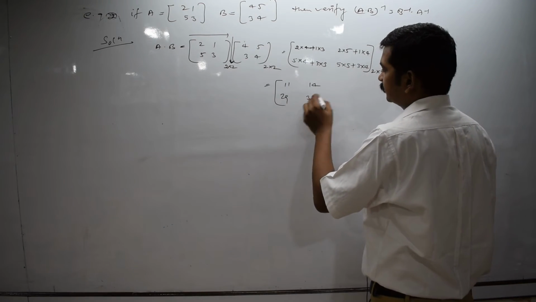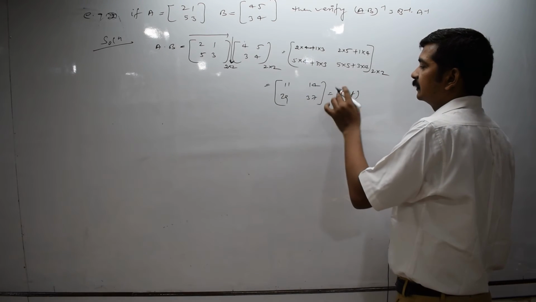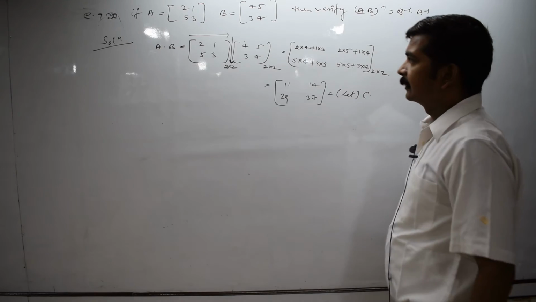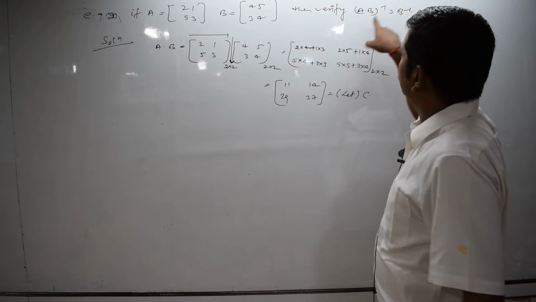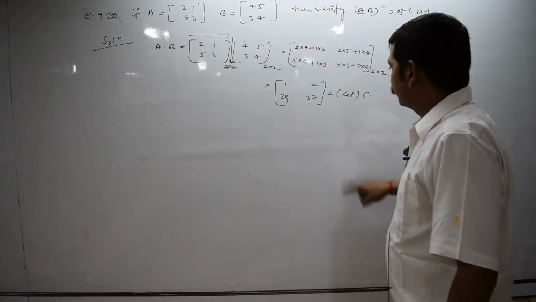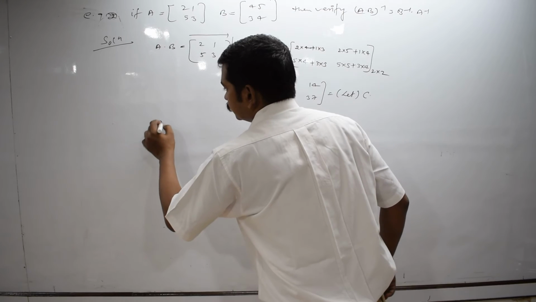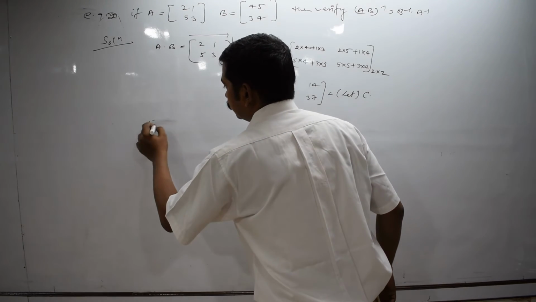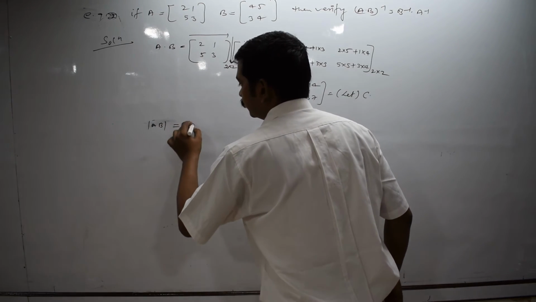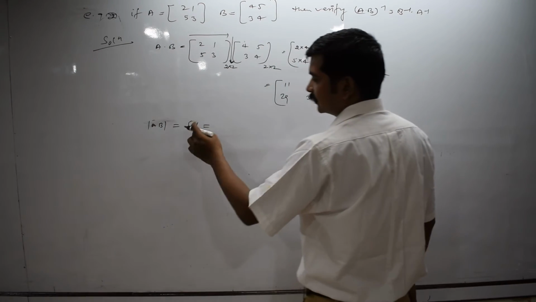So, this will be 37. Now, suppose this is matrix C. Now, we want to find (AB) inverse. So, we find the inverse of this matrix. We take the mod of AB, meaning mod of C, meaning determinant of AB equals determinant of C.